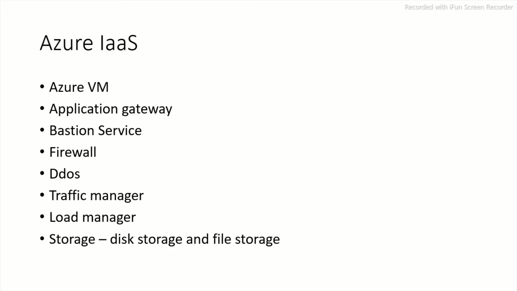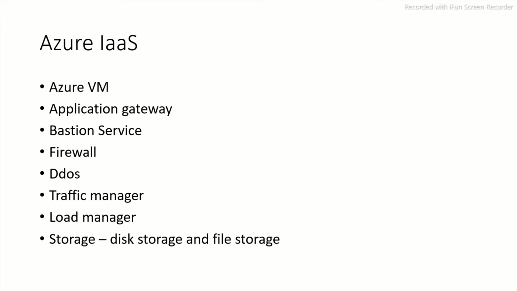A load balancer helps you balance the load between two services. If one of the servers or one of the regions goes down, it will move your services to the other region. That's the use of the load balancer. Storage helps with different aspects of storage. Whenever you have a VM and want to connect a disk to it, you use disk storage or file storage.